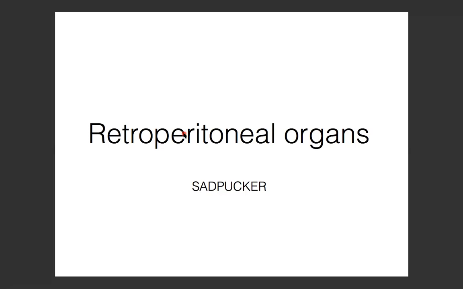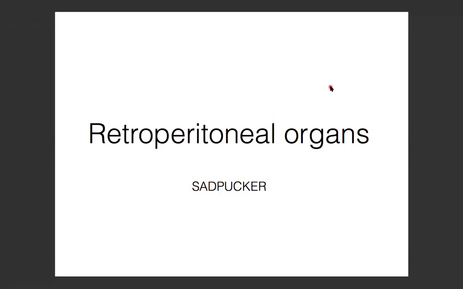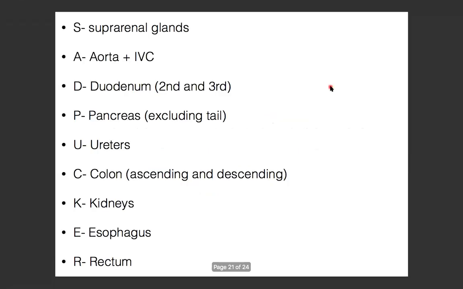The retroperitoneal organs are organs found behind the peritoneum. Here I'm just going to talk about the mnemonic, where you can basically memorize all the retroperitoneal organs. It's called SAD PUCKER. It's just a memorization thing. You can find it in many questions and it's very easy. As long as you know these, you're good. So these are the organs found behind the peritoneum.